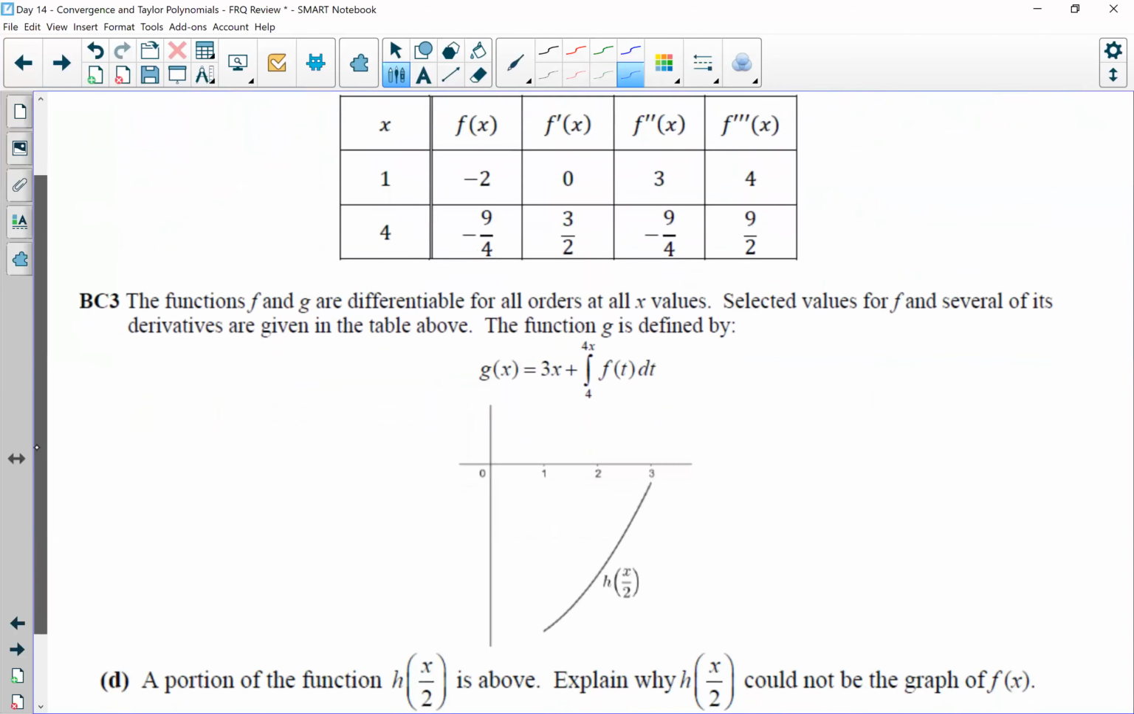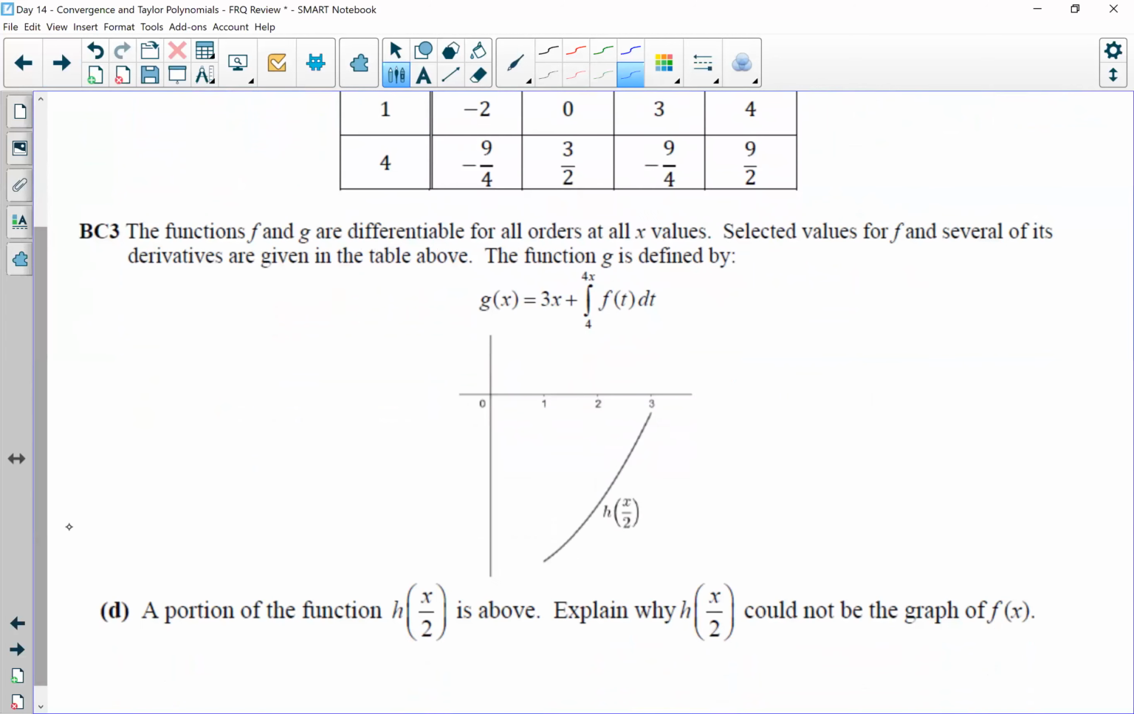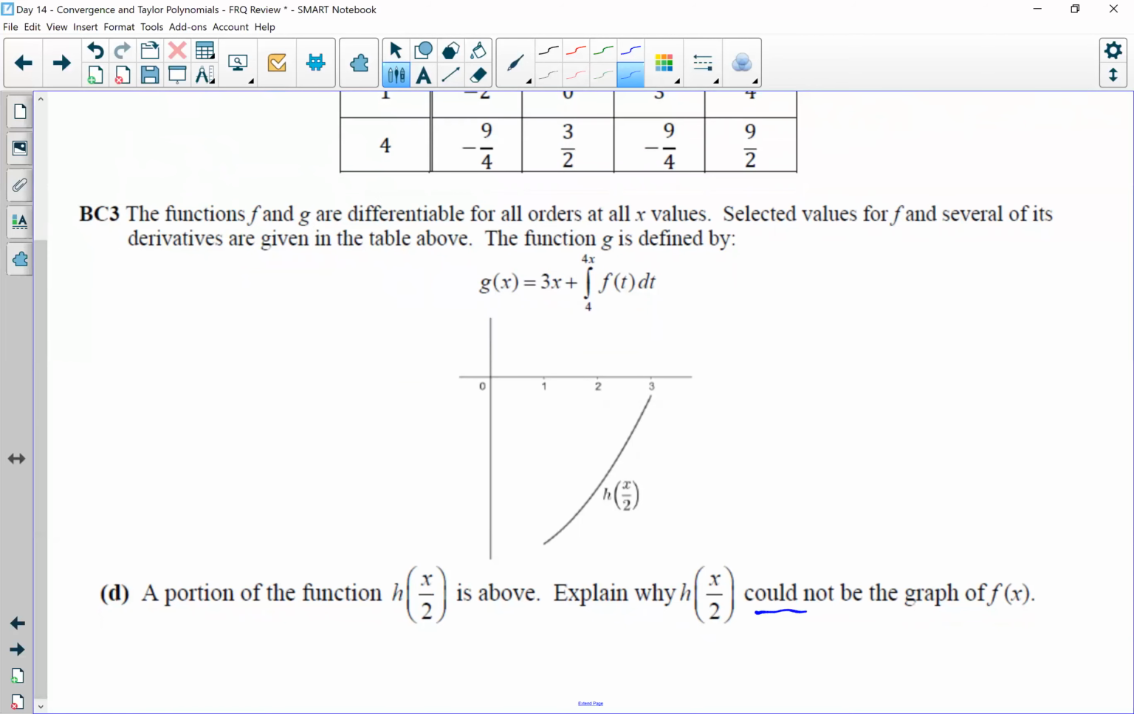So moving on to the very last part, this is kind of a tricky question. It says, okay, here's a new function, right? We're going to introduce a third function now called h of x over 2. It says here's a portion of h of x over 2. So we don't know what happens over here, over here. Explain why this function could not be the graph of f.